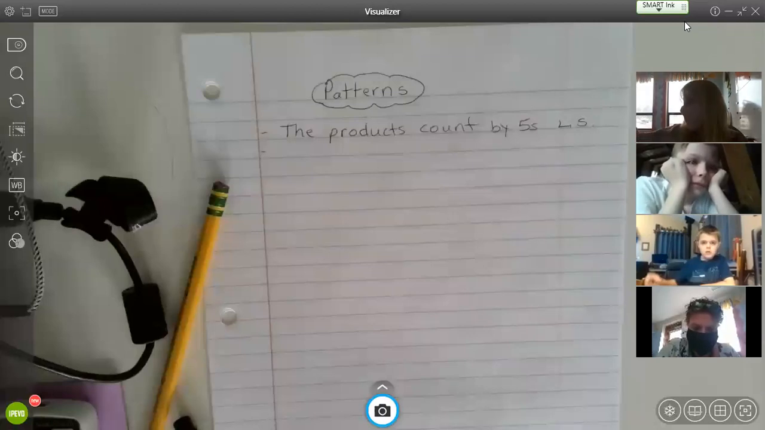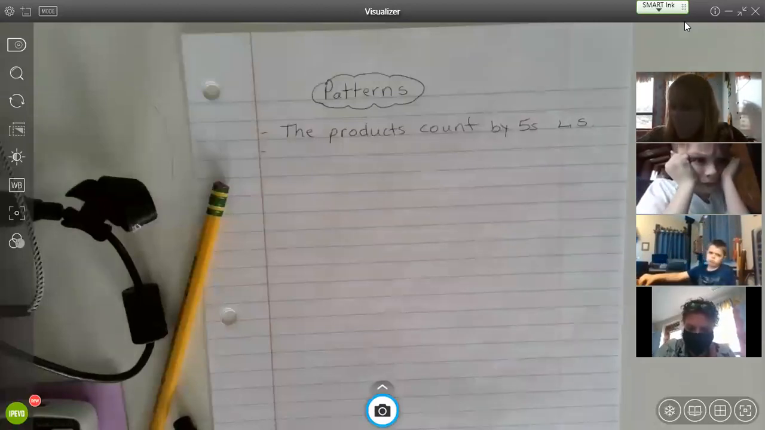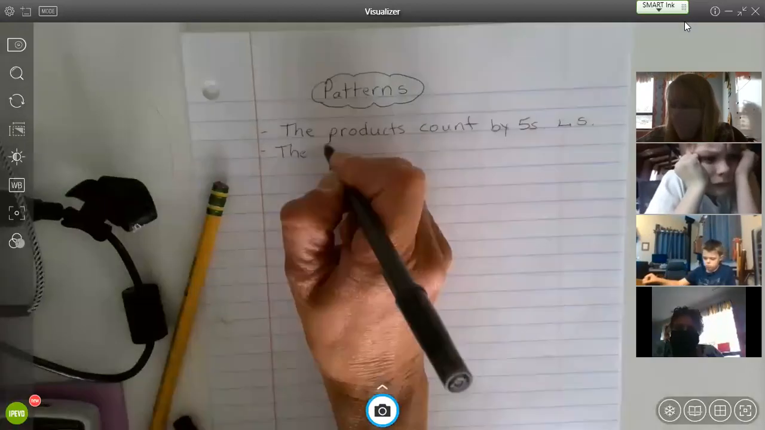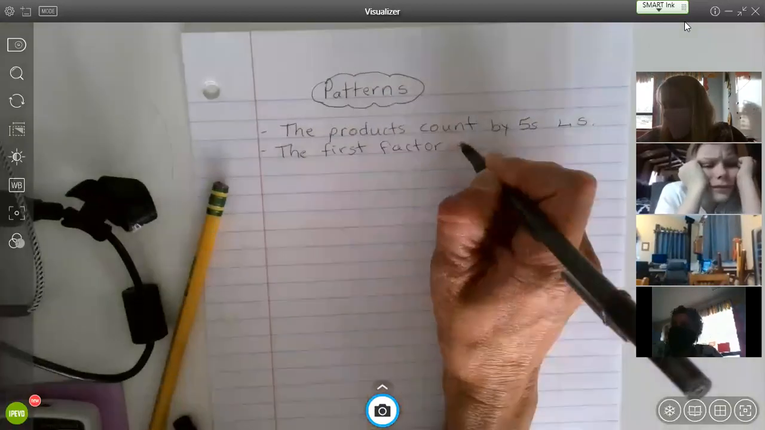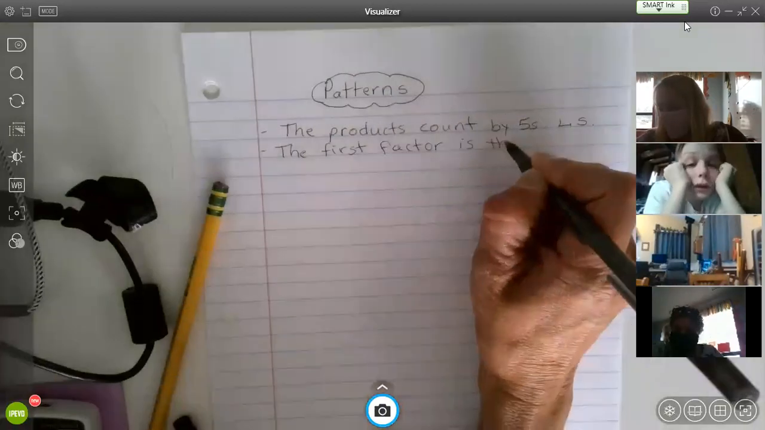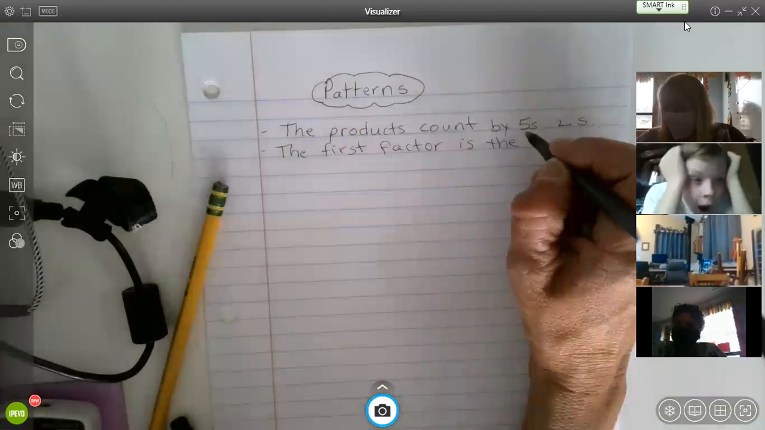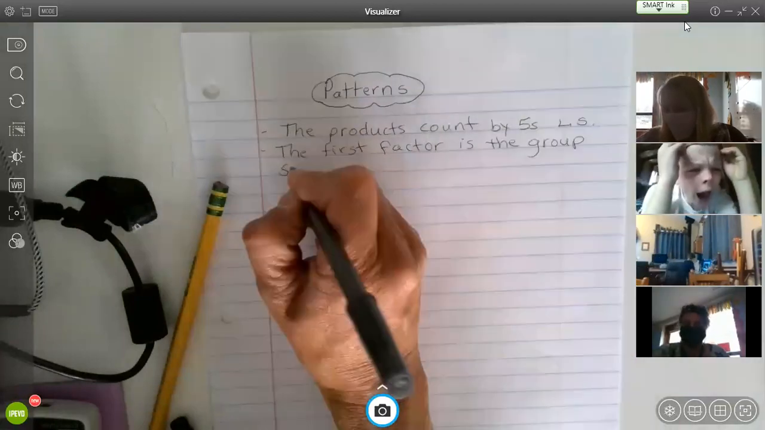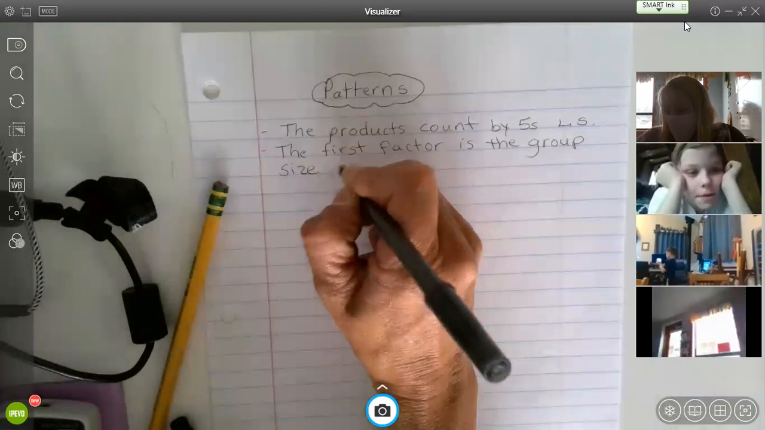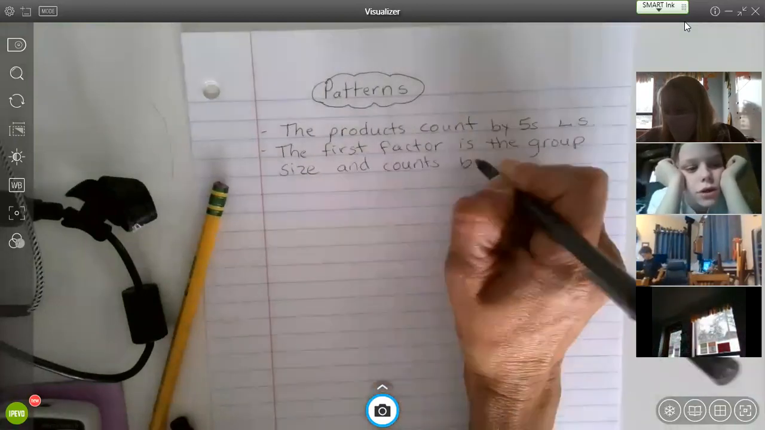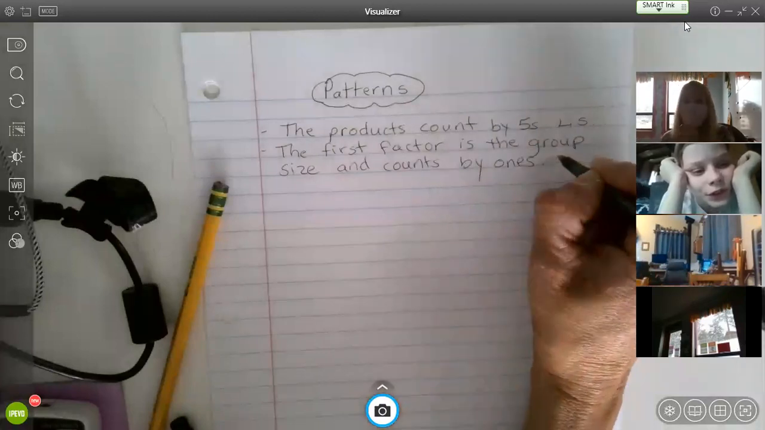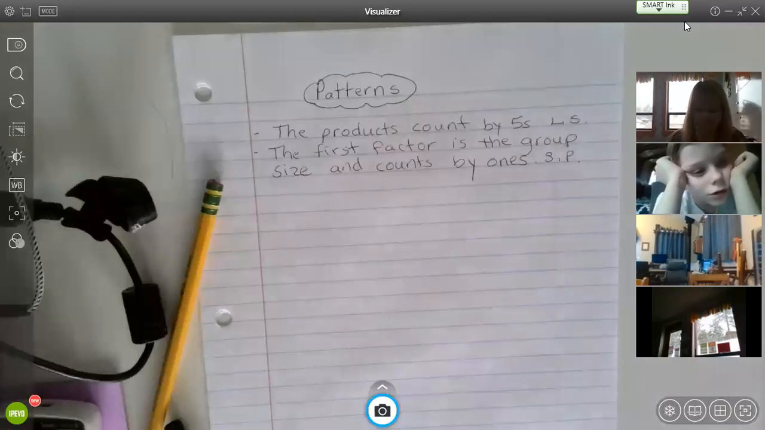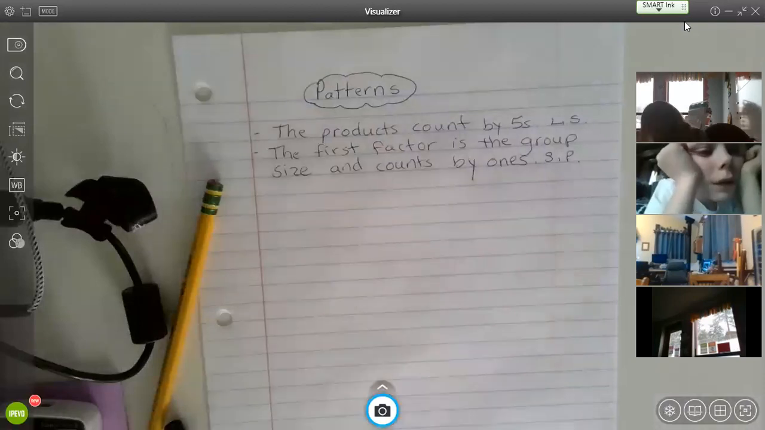So the first factor counts by ones, right? The first factor, which is the group size. Whole body listening, so no whistling. The first factor is the group size and counts by ones. And so you should have your math spiral open, and you should be writing some of these down. If you didn't get anything, here's some ideas for you. You're still thinking about what did we notice? Did anyone see anything else?